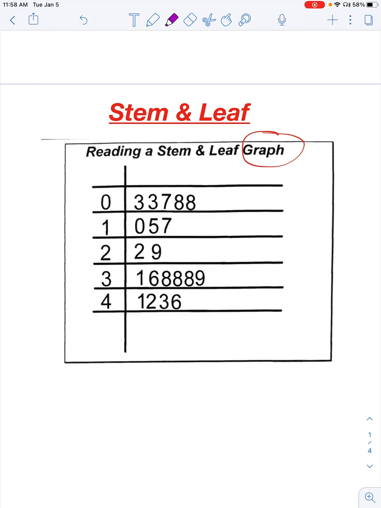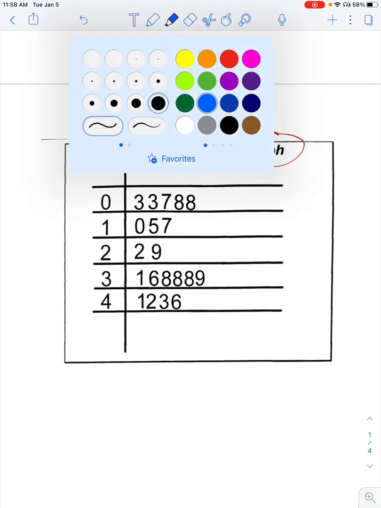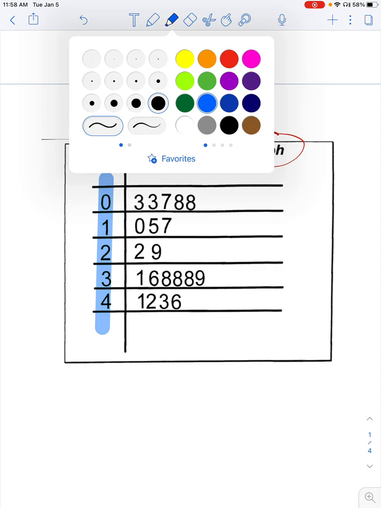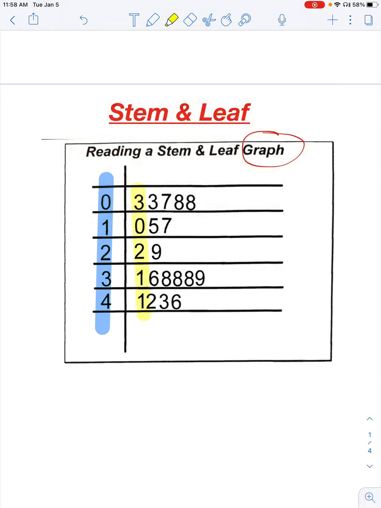Now, when we refer to the stem and the leaf, this is what we're talking about. This is the stem column right here, and the next column is your leaf column. What you need to do slowly but surely is take your stem in each row and combine it with your leaf. Now, you're not going to add or subtract or multiply or divide. You're just going to put them together.